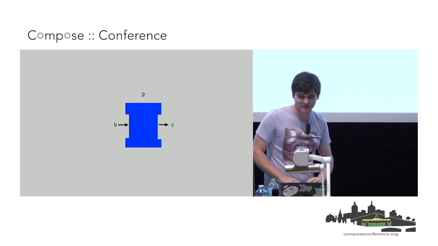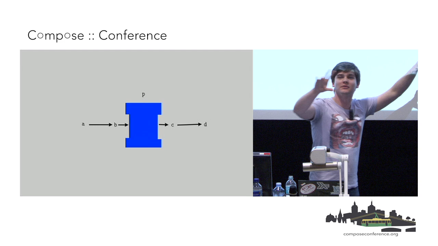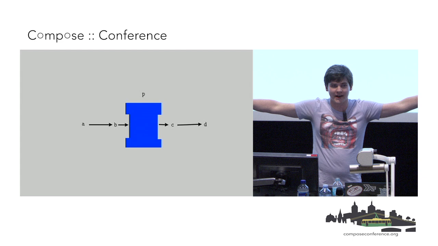And we can contramap a function from A to B on this side, and we can map a function from C to D on this side, and now this whole thing is like one big pipeline that has an A on one end and a D on the other. And we can keep building this pipeline out in both directions.